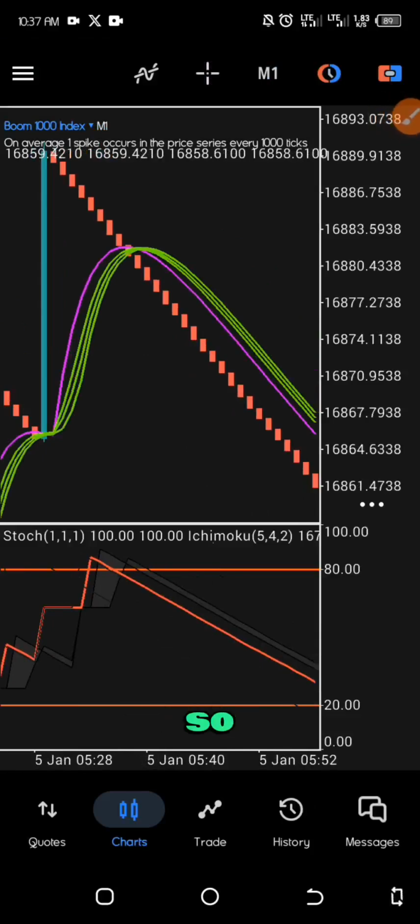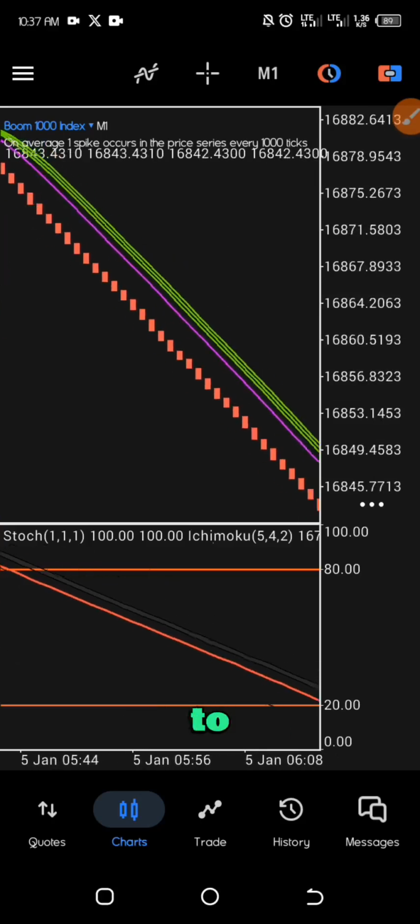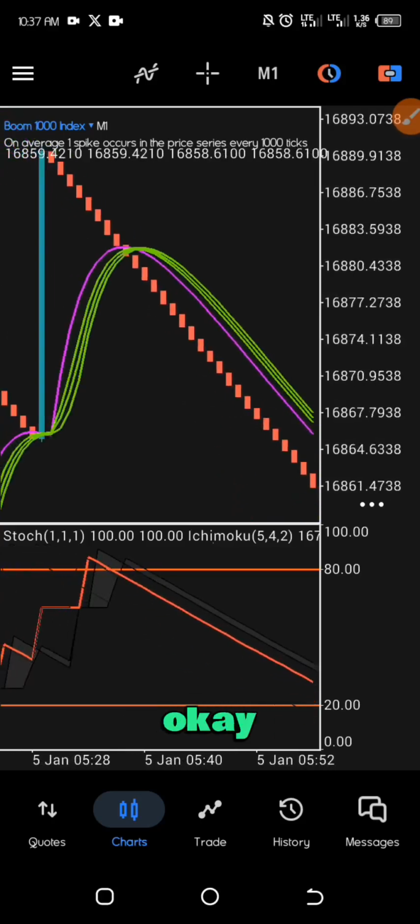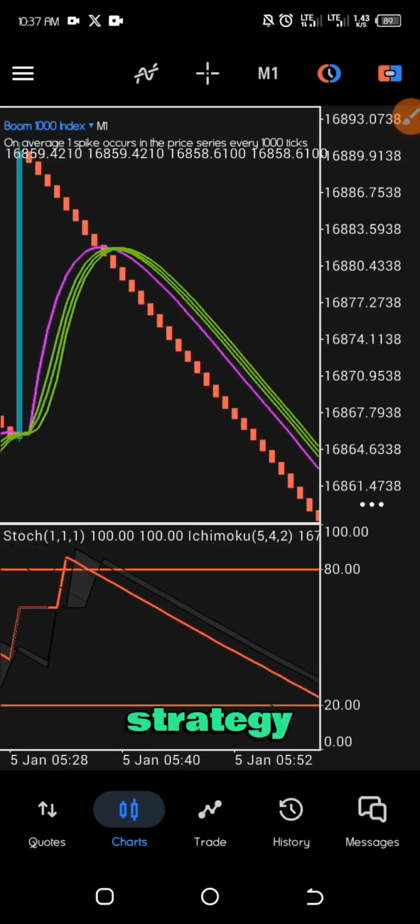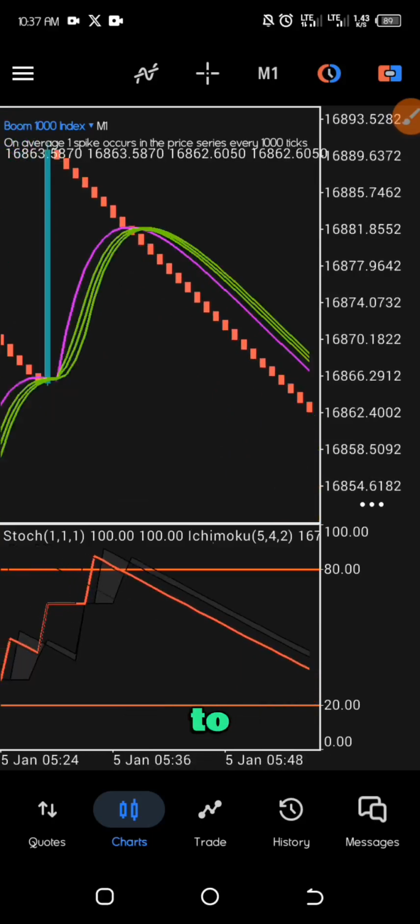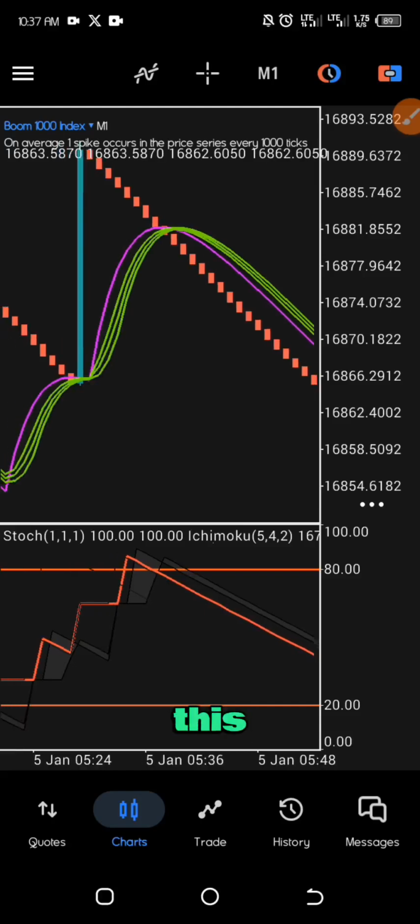And that is the settings you need for this strategy. Okay, so let me now teach you guys how the strategy works. It's going to be a quick and very easy one. Okay, so if you are to use this strategy, this is what you have to do to get an entry with this strategy.